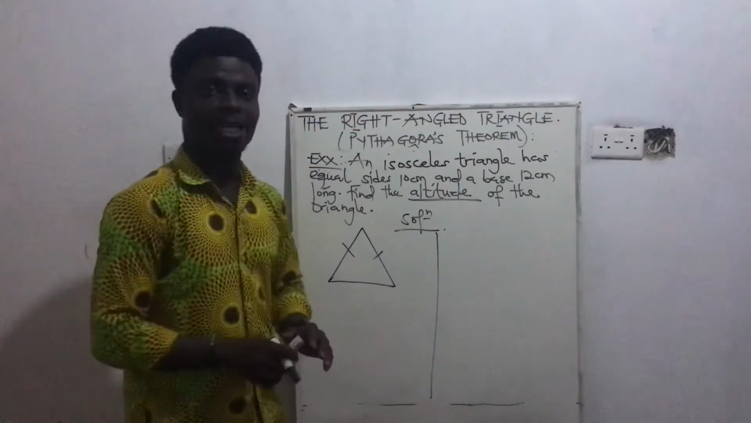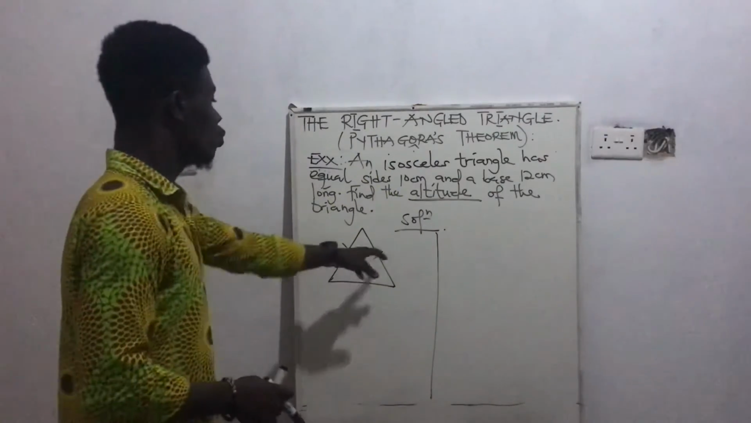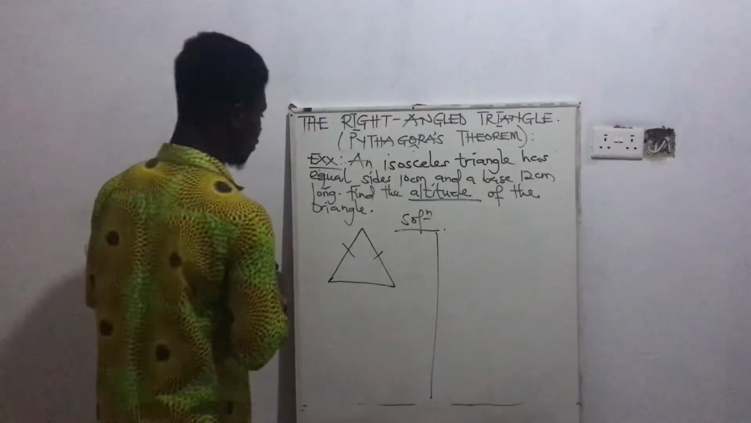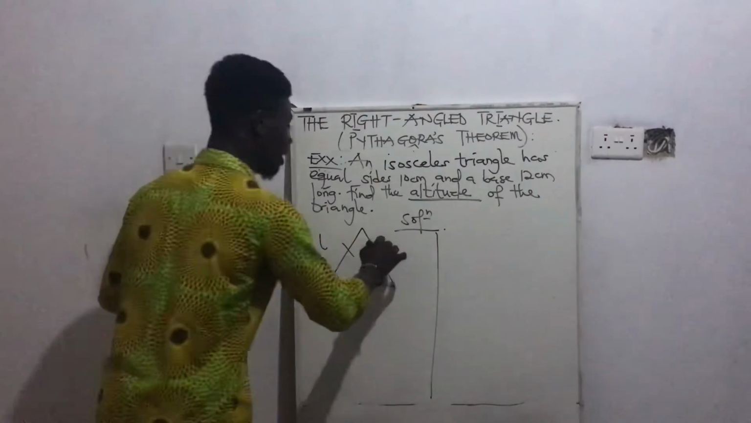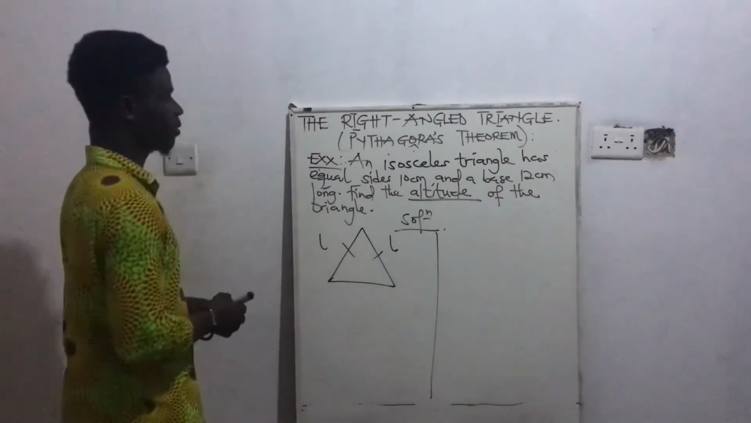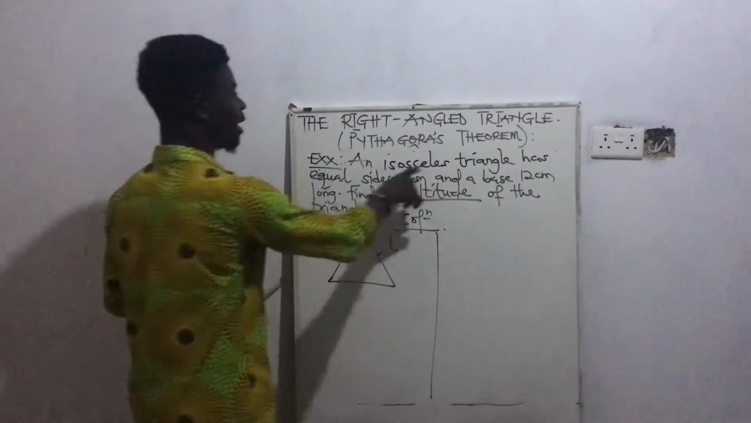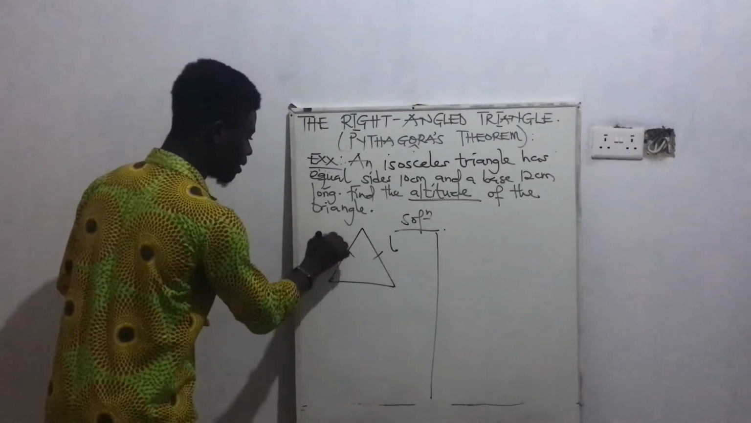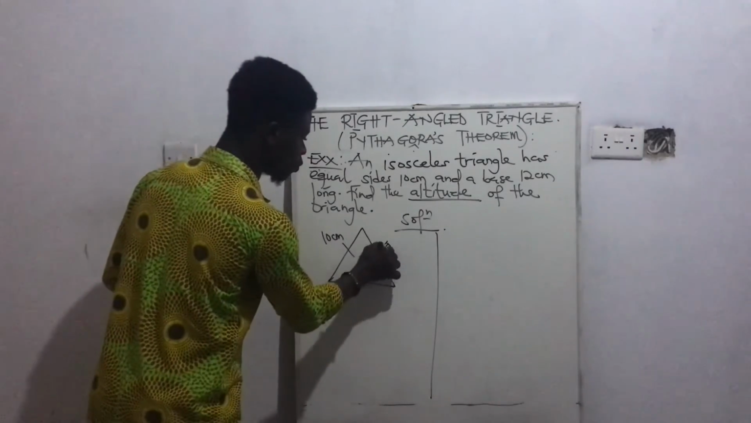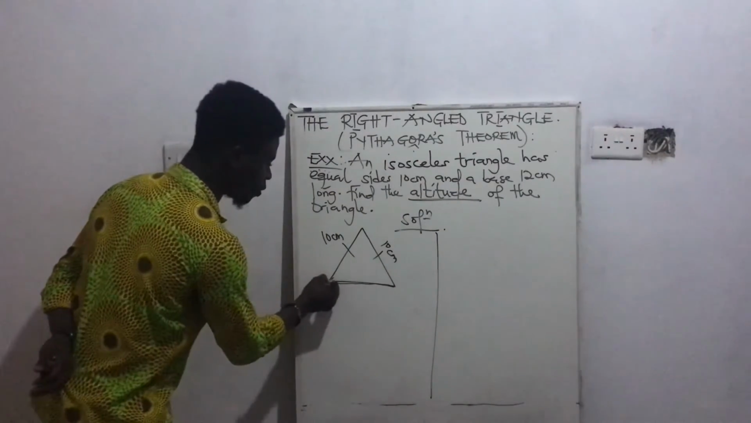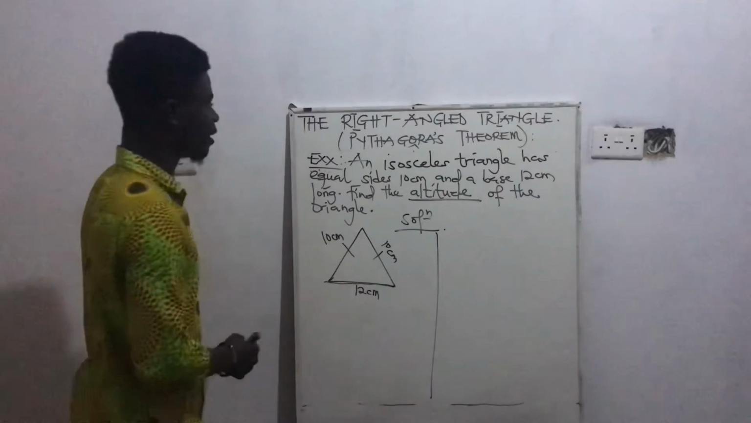Alright, so we have an isosceles triangle. An isosceles triangle is a type of triangle in which two of its sides are what? Equal. So please, let's take note of that. So if I have here to be L, then that means here is also what? L. Alright, so they said what? An isosceles triangle has equal sides 10 centimeters. So it means that here is what? 10 centimeters. Likewise, this place is also what? 10 centimeters. And the base, 12 centimeters. You know the base of the triangle, which is what? 12 centimeters. Find the altitude.